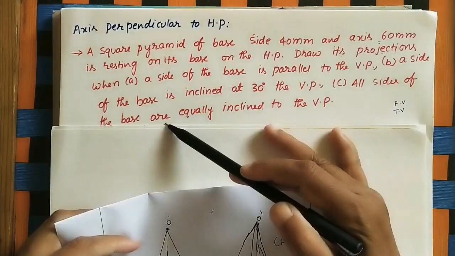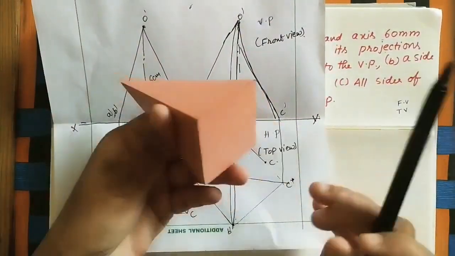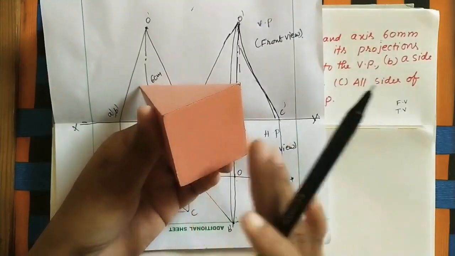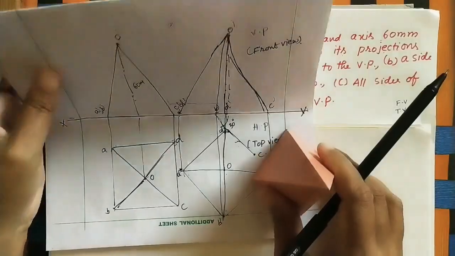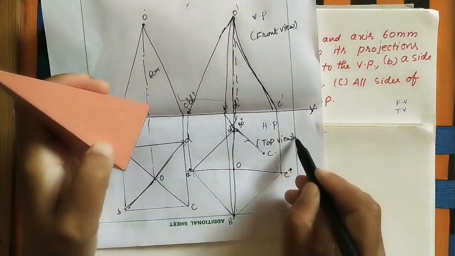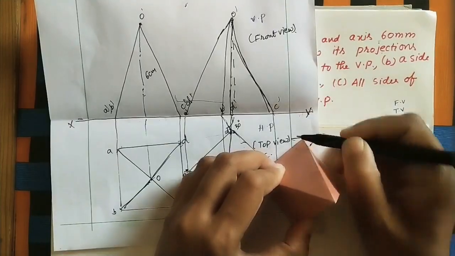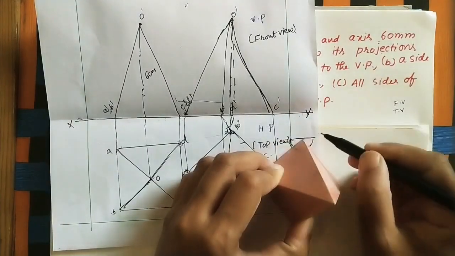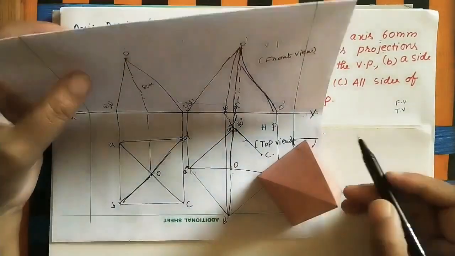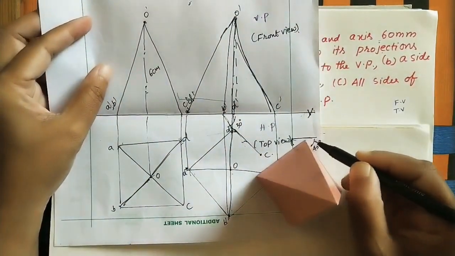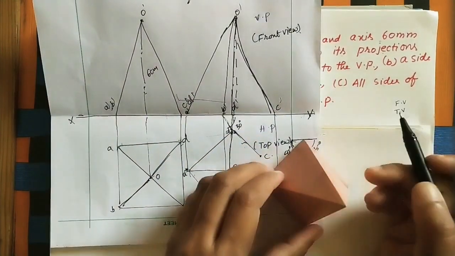All sides of the base are equally inclined to the VP. Okay, all sides of the base. This is the base, so these sides are equally inclined to the vertical plane like this. If you draw the line here, this angle is equal to this angle. So these sides of the base are equally inclined to the vertical plane. At 45 degrees, we can say both sides are 45, so the base is inclined equally with the VP.